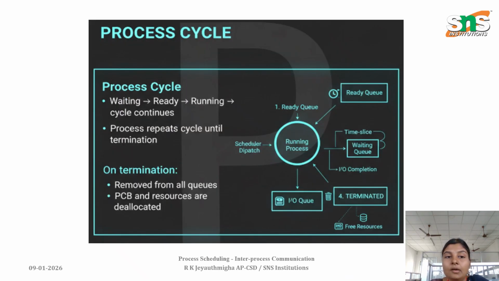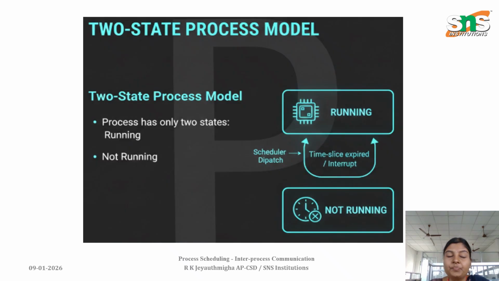Process cycling involves waiting, ready, running, and the cycle continues. The process repeats the cycle until termination. On termination, it is removed from all queues, and the PCB and resources are deallocated. There is also the two-state process model. A process has only two states: running and not running.